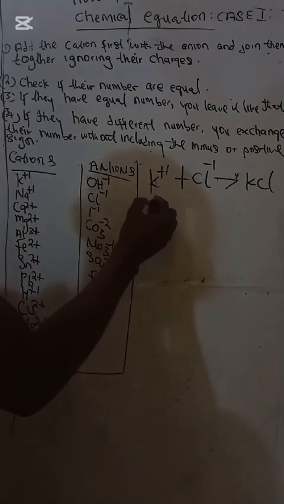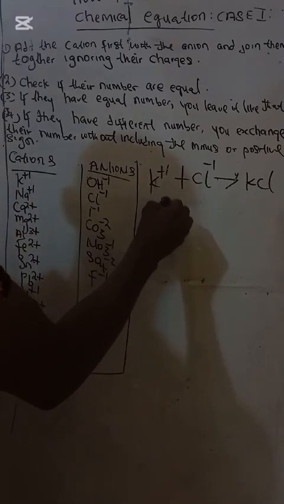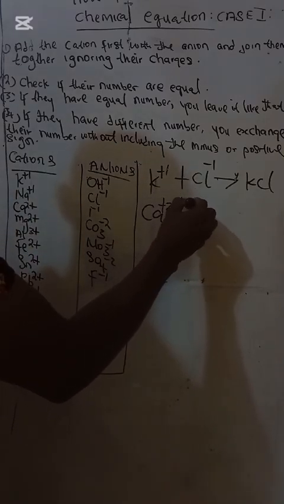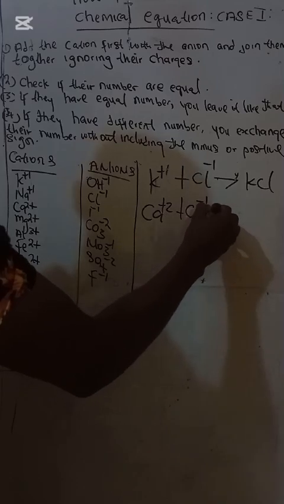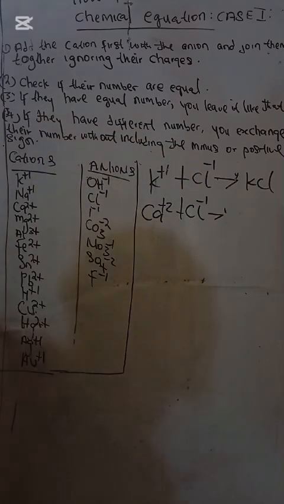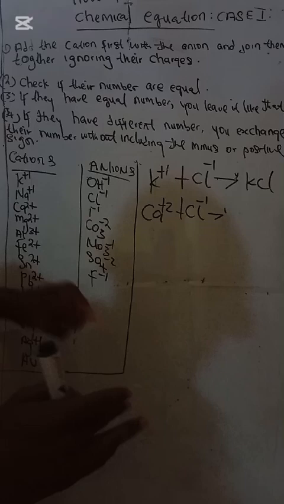Let's assume I have something like this. For example, K+2 and Cl-1. Let me choose this one now. Let's still follow the same rule. Following the same rule, we join them together, right?